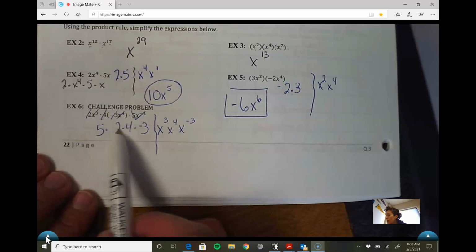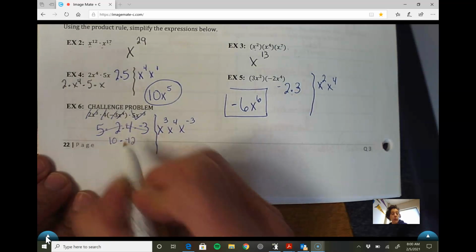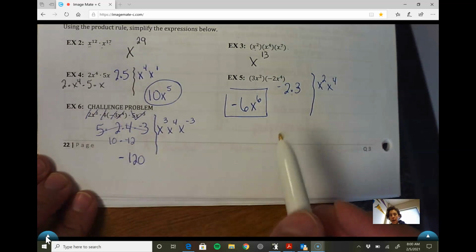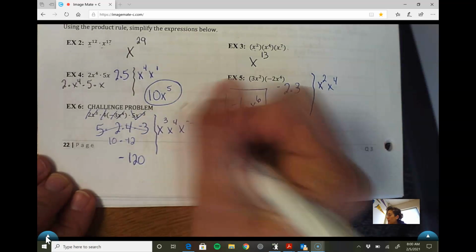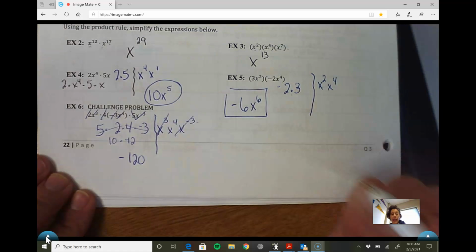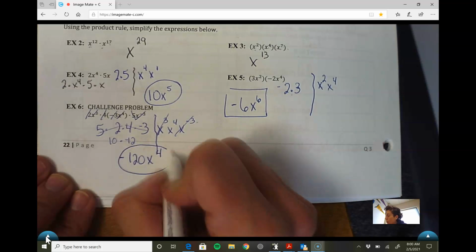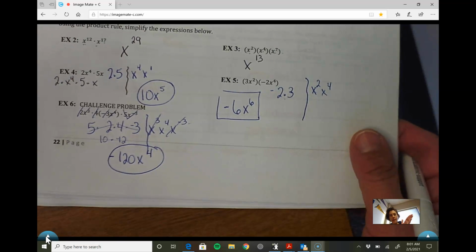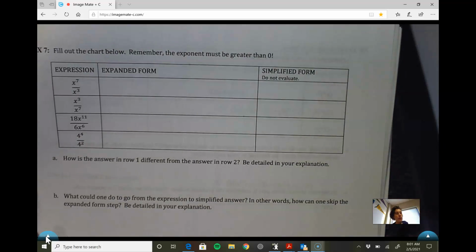So this is 10 when I multiply. This is negative 12. And when I multiply those two numbers, I get negative 120. And then as far as my x's, when I add them up, I would hopefully see that 3 and negative 3 would cancel each other out, and we would just be left with x to the 4th. So if you have the same base, you can add the exponents, but you keep the same base as you go along. So now let's take a look at what happens if you divide.